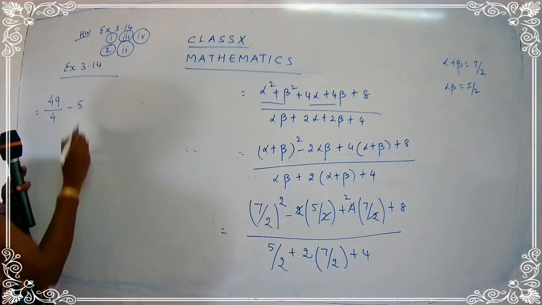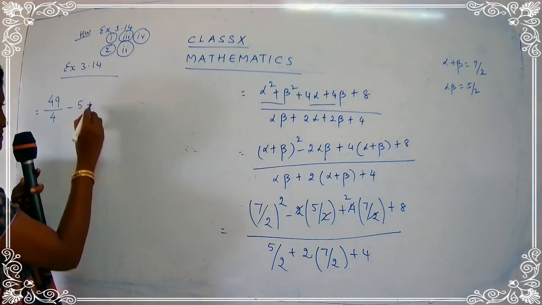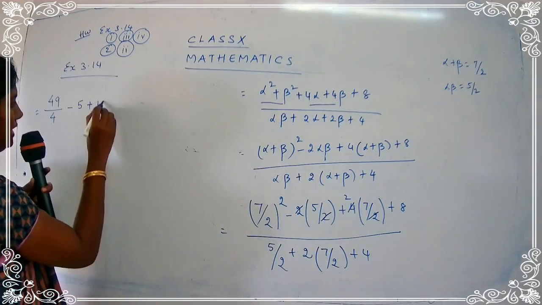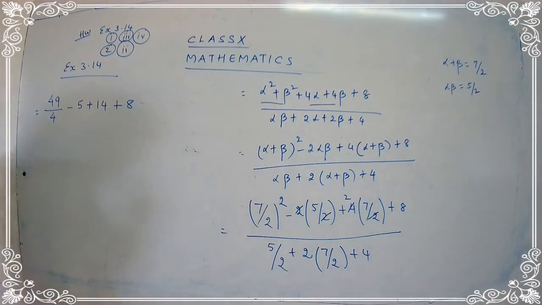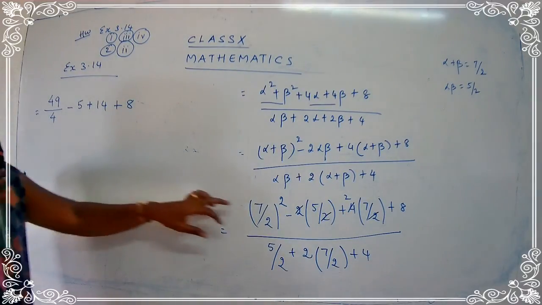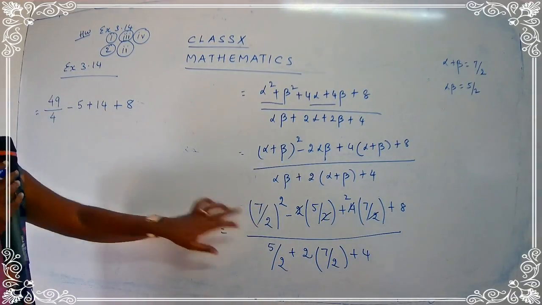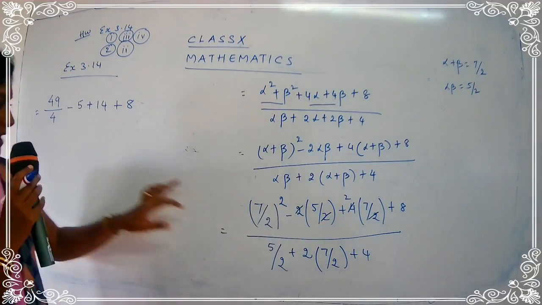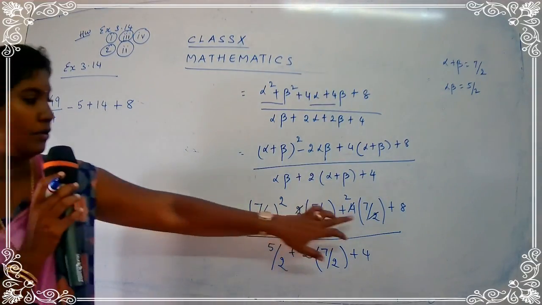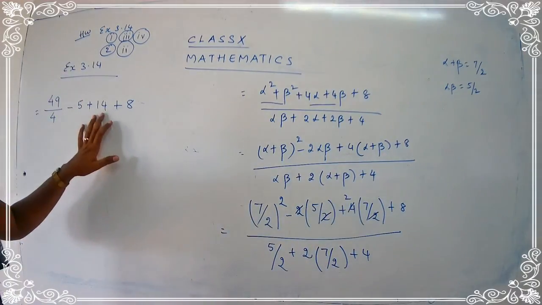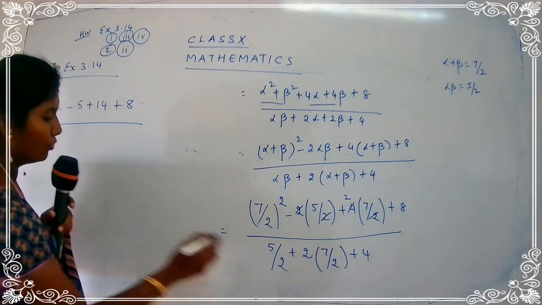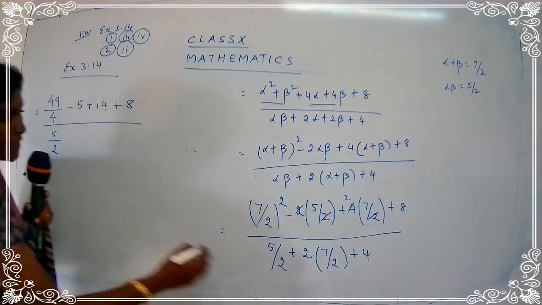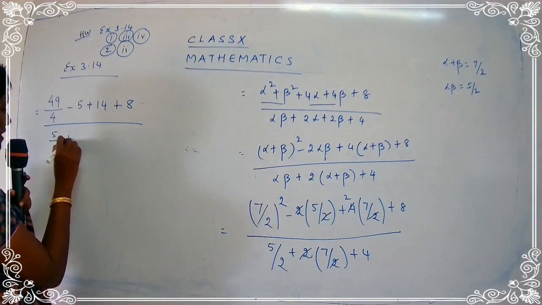Minus 5 plus 2 sevens are 14 plus 8. Okay. I hope you're clear. 7 sevens are 49. 2 twos are 4. 2 gets cancelled. So you get minus 5. 2 twos are 4. So 2 into 7, 14 plus 8. Upon, let's come to the denominator part. 5 upon 2 we'll write as it is. 2 gets cancelled. So plus 7 plus 4.